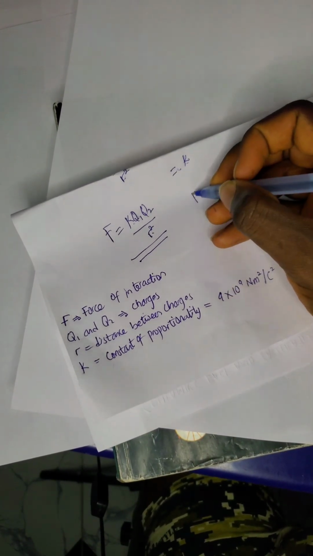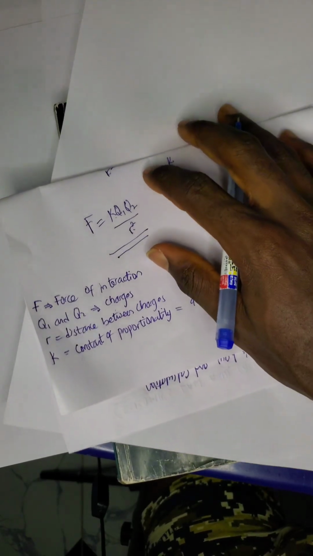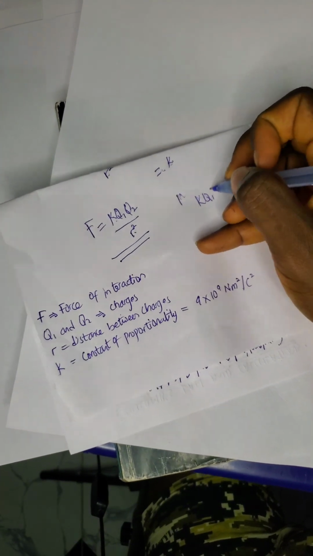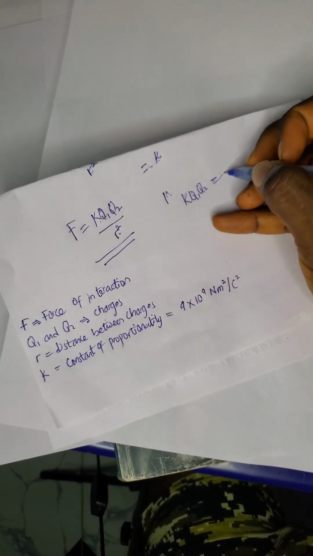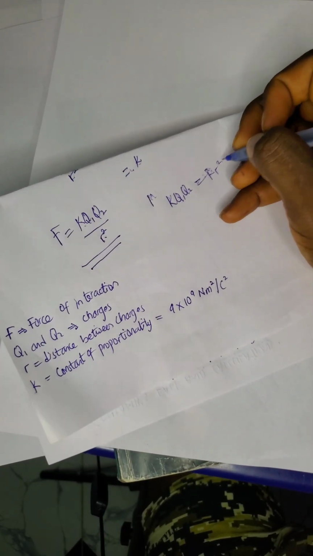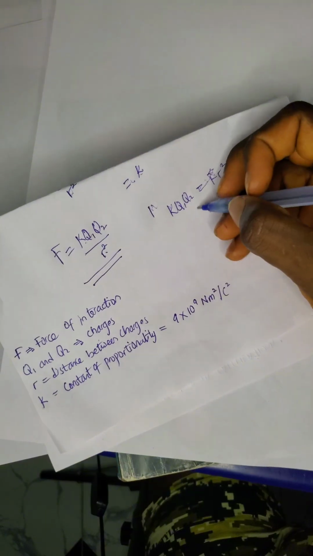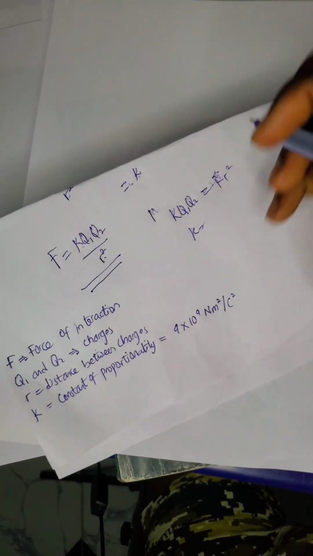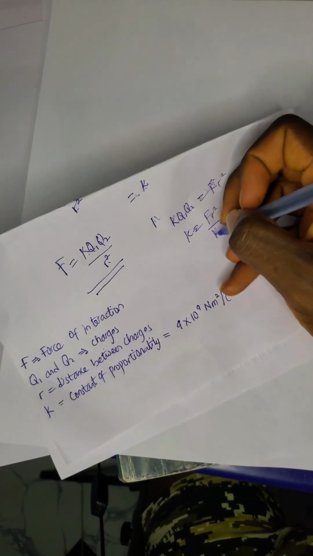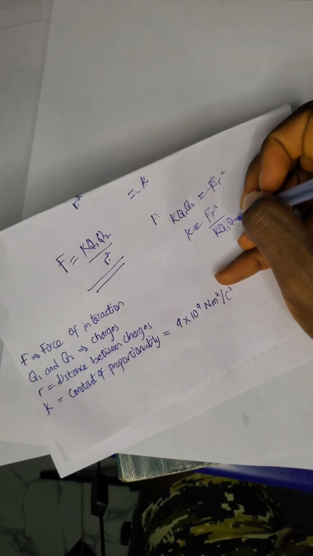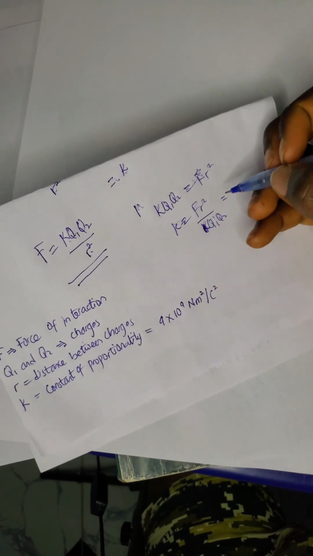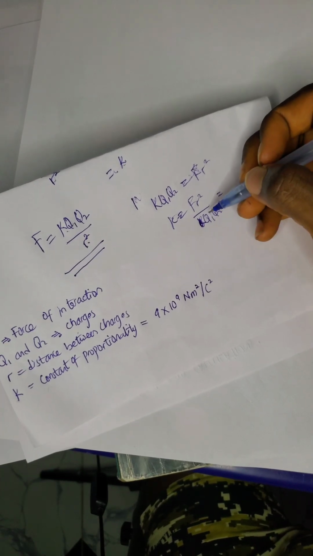When you do that, F is equal to K Q1 Q2 over R square. So these two multiply each other to give you K Q1 Q2 equal to F R square. So when you make K the subject, K is equal to F R square over Q1 Q2.